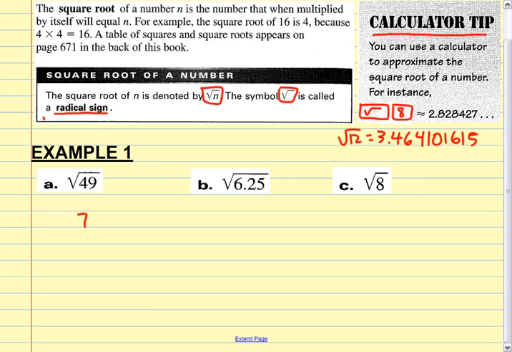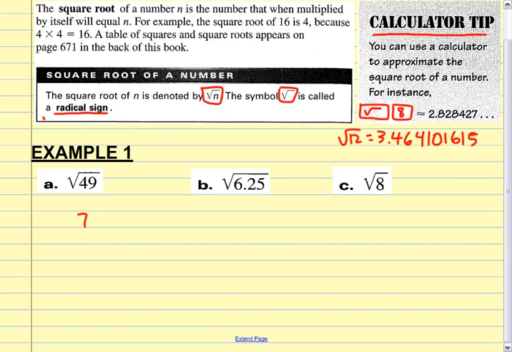Now, Emma, let me ask you this. Is 49 a whole number? It is. And we took the square root of it, right? Did we get a whole number as our answer? Good. So it's rational. That's a good thing. That means it doesn't go on forever and ever.